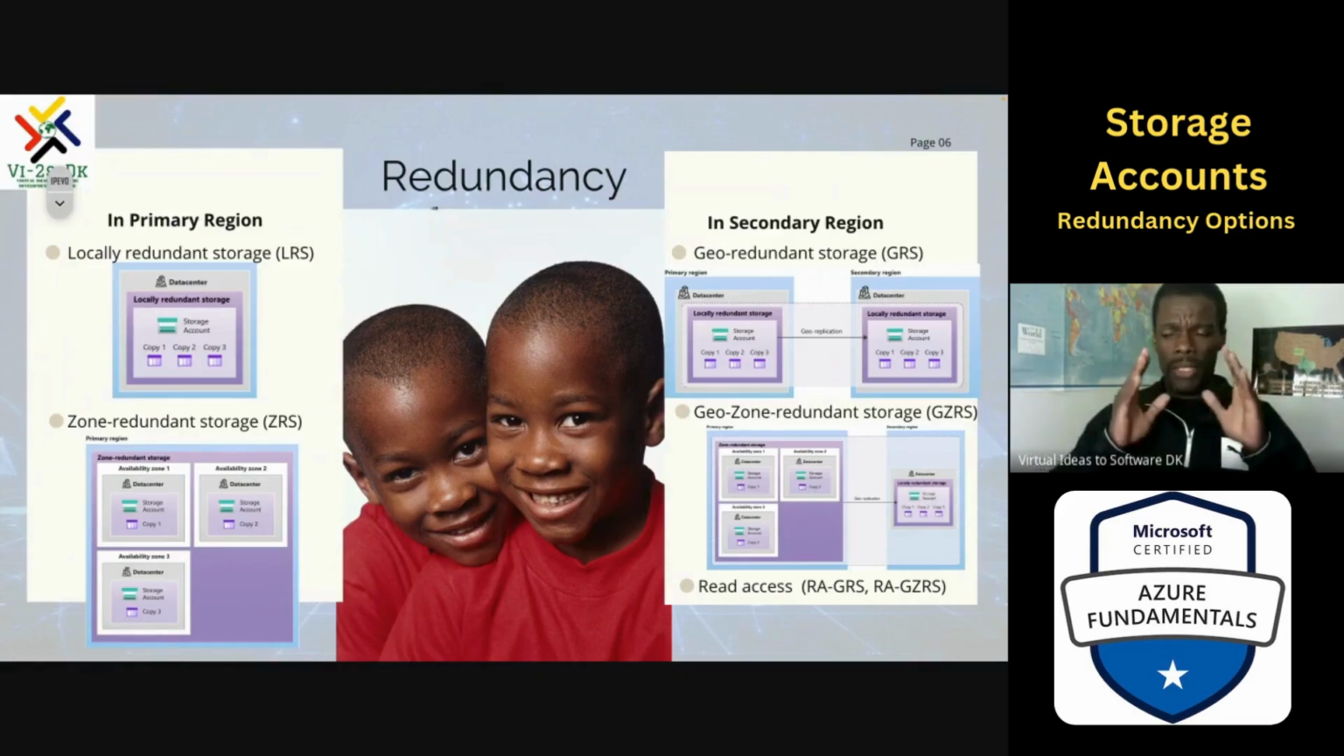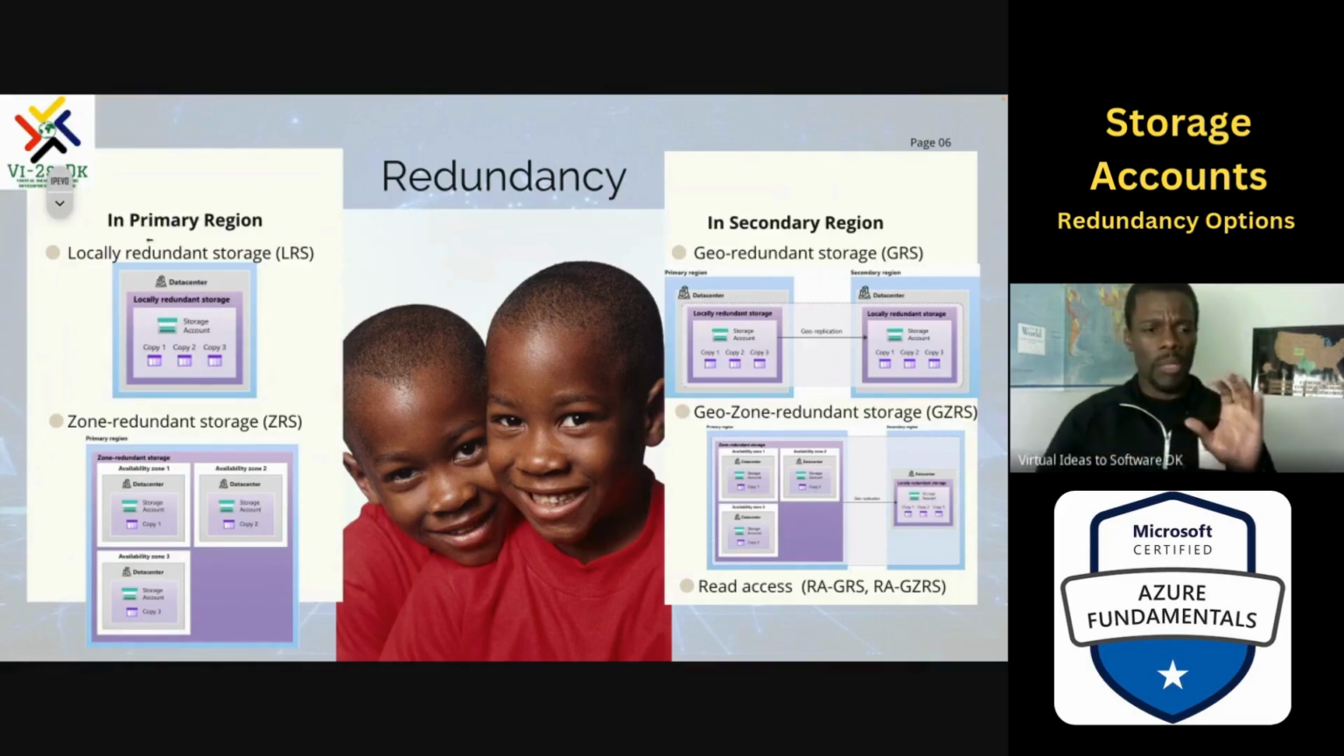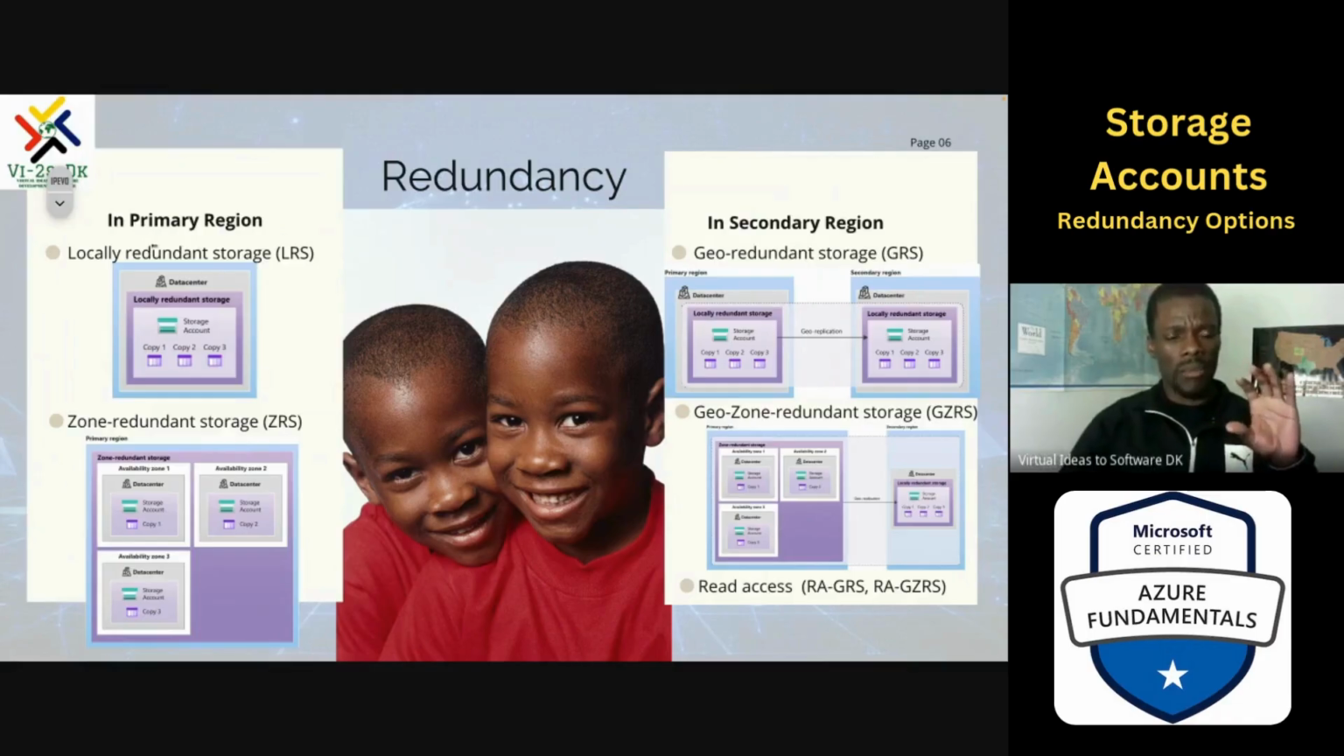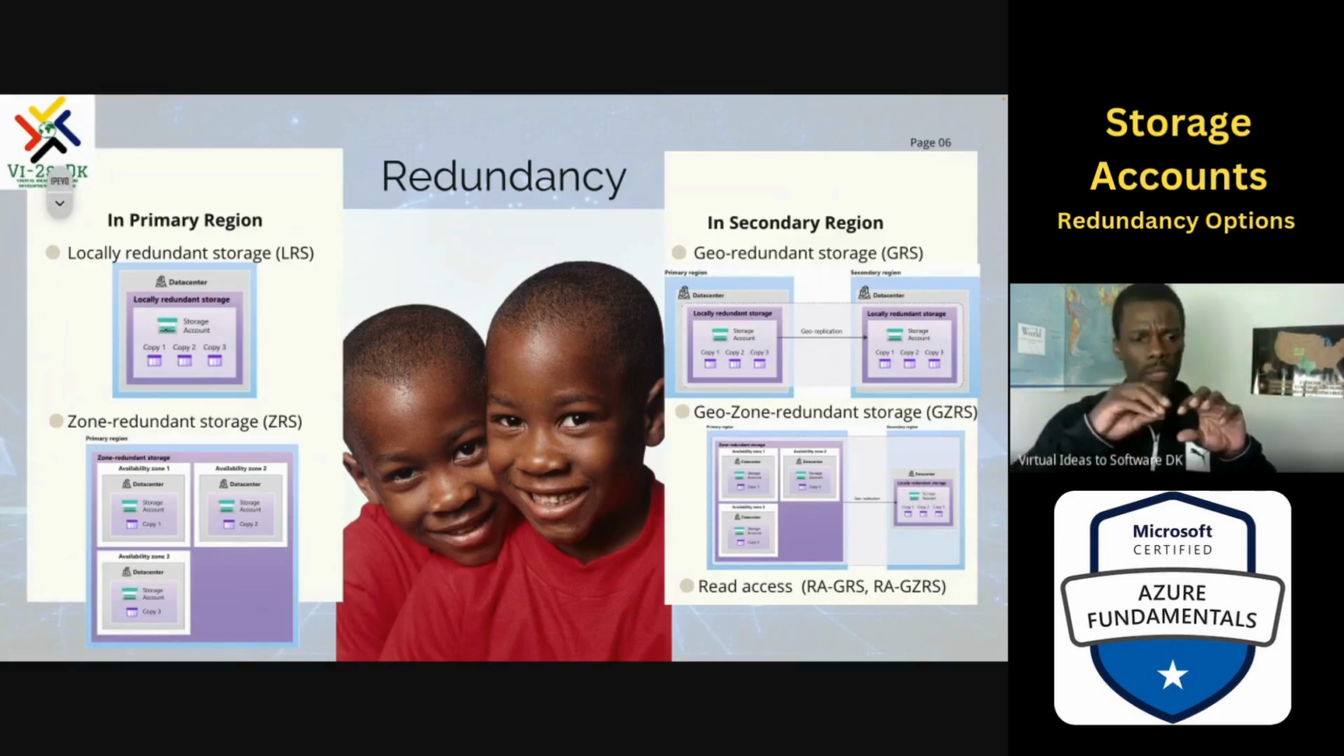So let's talk about the first example, which is just within a primary region. In that primary region, you can make your data redundant by making sure that it's redundant locally. So within your storage account, that data center has 3 different copies, at least within that.